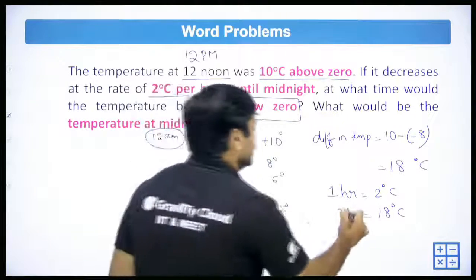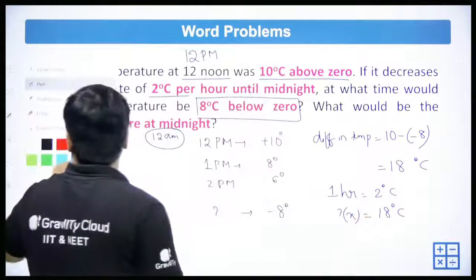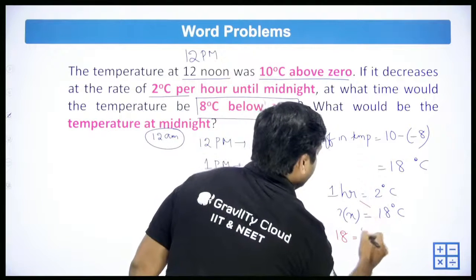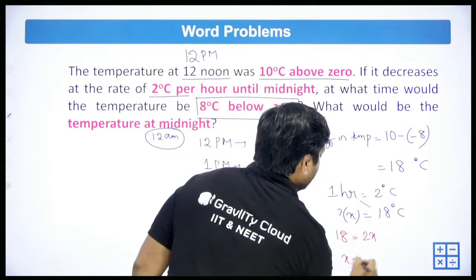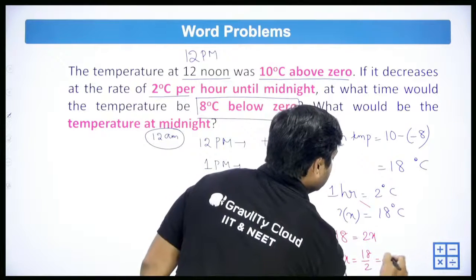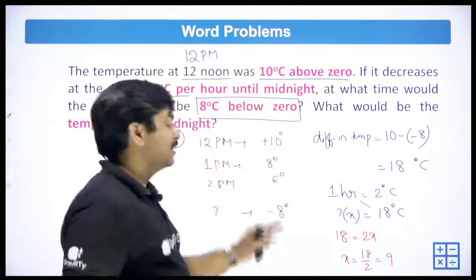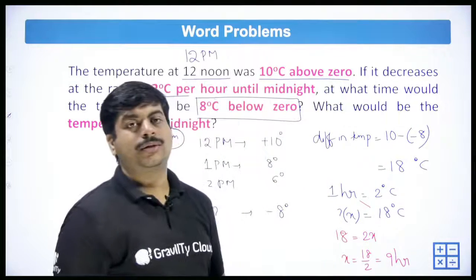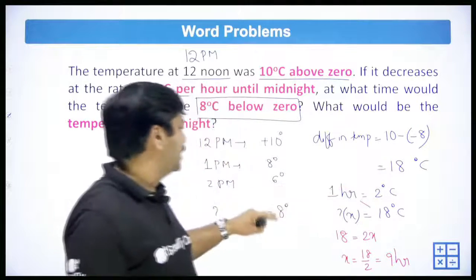If you're confused, just take it as x and cross multiply. So 1 into 18 is equal to 2 into x. From here we get x is equal to 18 by 2, which is 9. Sorry, it's 9 hours. It takes 9 hours to reach the point minus 8.